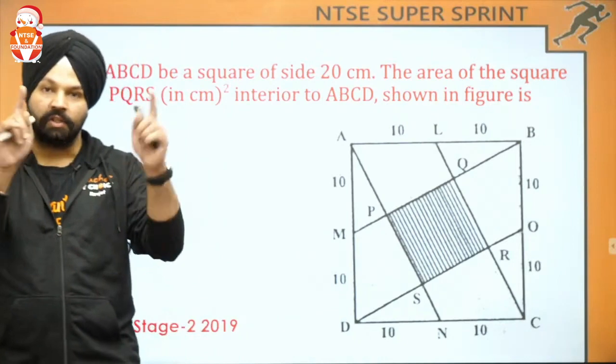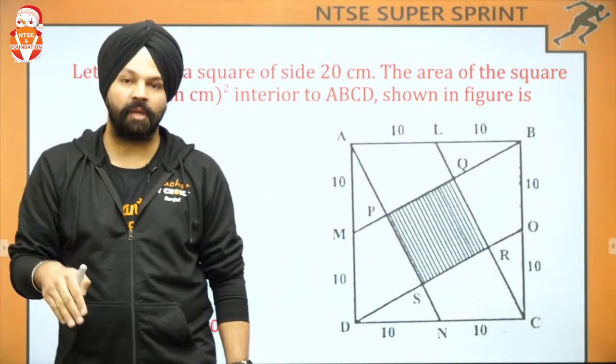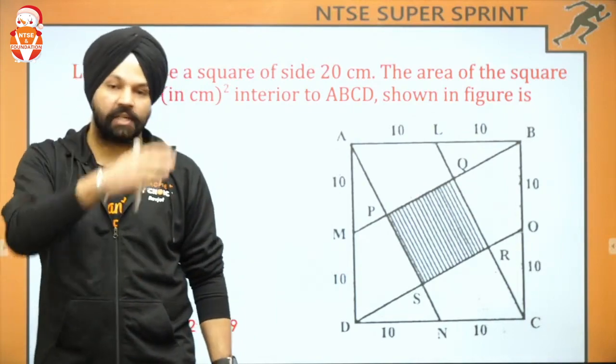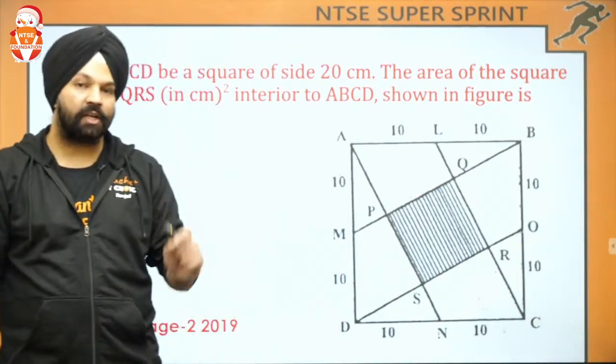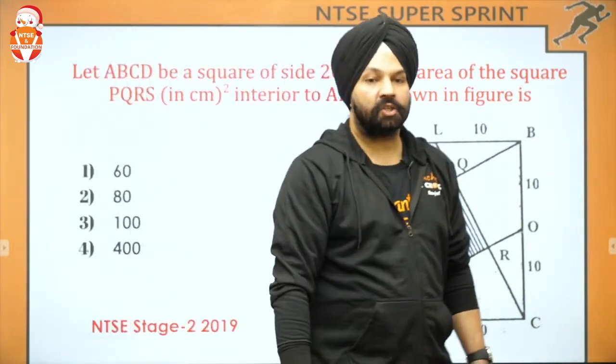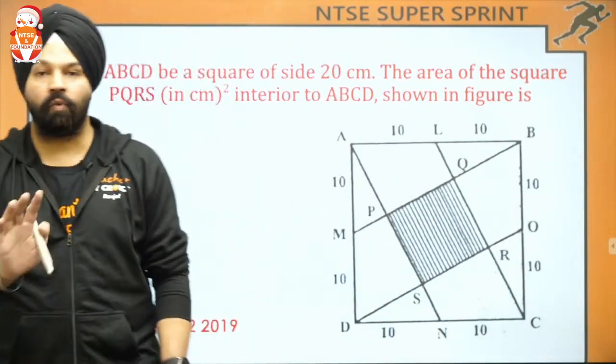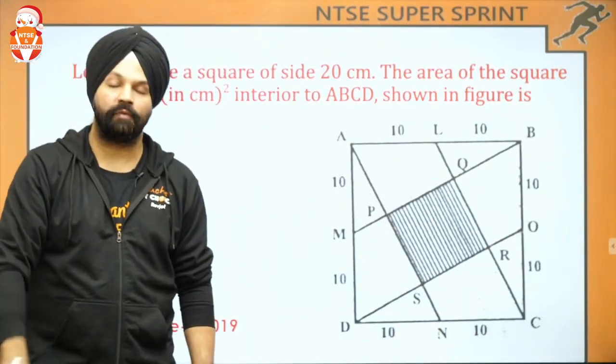So what is the question? There is a square whose size is 20 by 20, right? From the midpoint a line has been drawn, from the edge a line has been drawn, and he is asking for that shaded area. Options are also available. Options are 60, 80, 100 and 400. Well, he is asking for shaded area. One of the options is totally bogus.